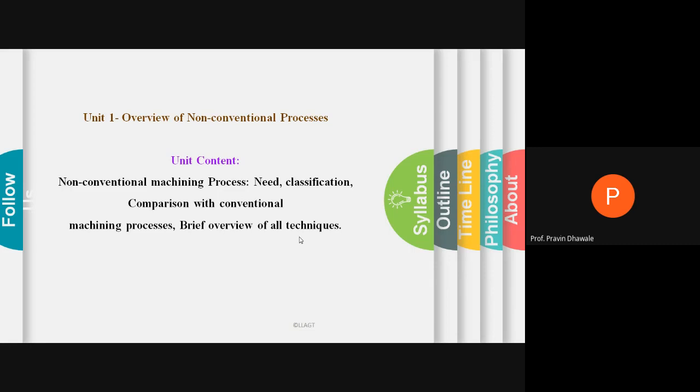The fifth chapter focuses on thermal energy based processes, where you have to study laser beam machining, electron beam machining, ion beam machining, plasma arc machining, right? They are related with heat. Heat energy is utilized to remove the material from the workpiece. This is the first unit of our subject, non-conventional machining. The first unit is an overview of non-conventional processes, where you have to study the need of non-conventional machining, how they are classified, a comparison of non-conventional machining with the conventional machining process, and a brief introduction or overview of all techniques used in non-conventional machining.